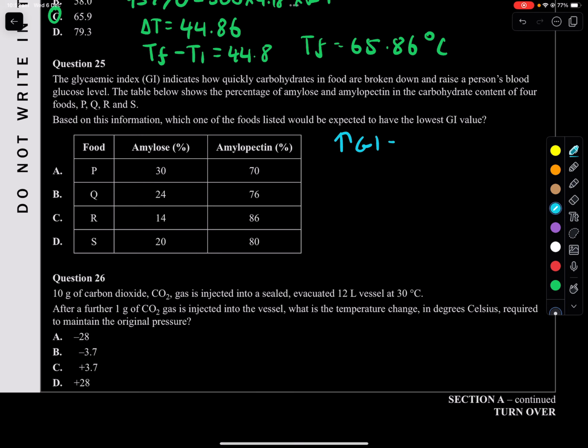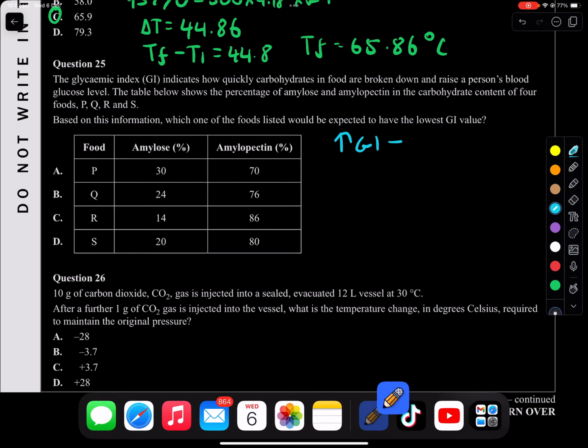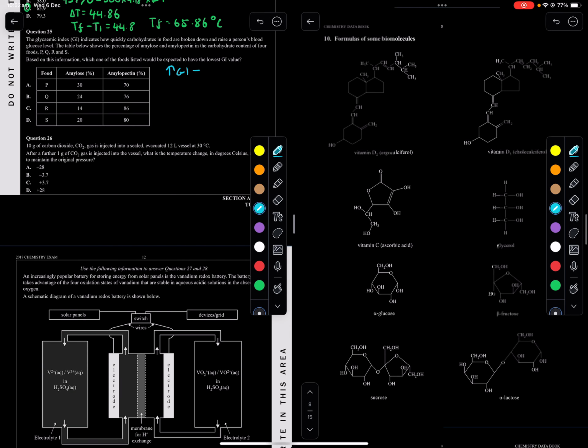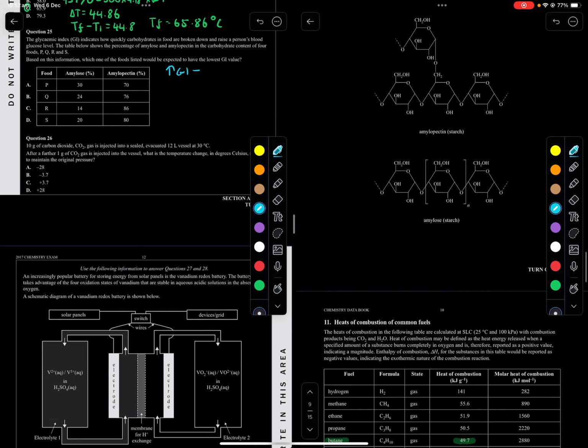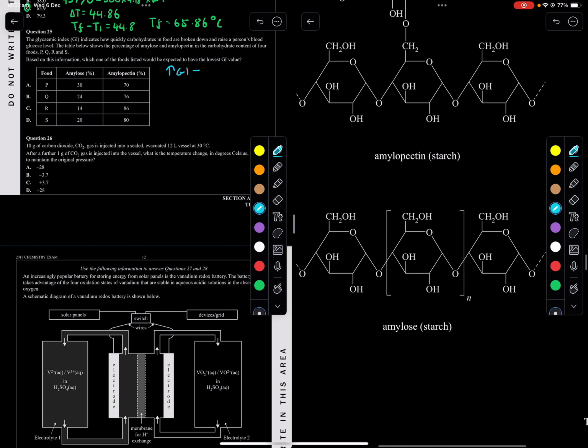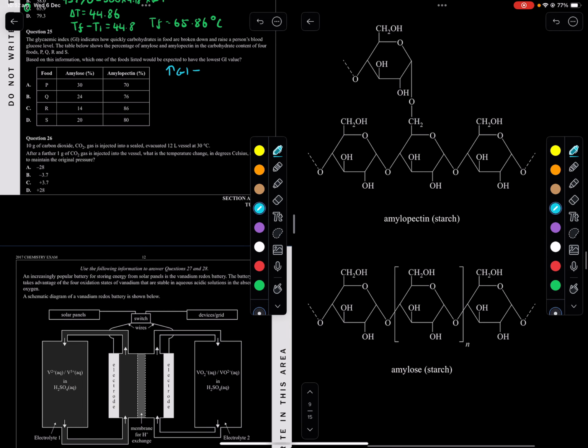So if we go to our data book, we have amylose and amylopectin, which is here. What can we see between them? Well, we can see that amylopectin has a lower melting point because why? It can be broken down easier because it has branching. Can you see these branching, these open parts over here? So when heat is produced, it's going to break those branches quicker and easier.